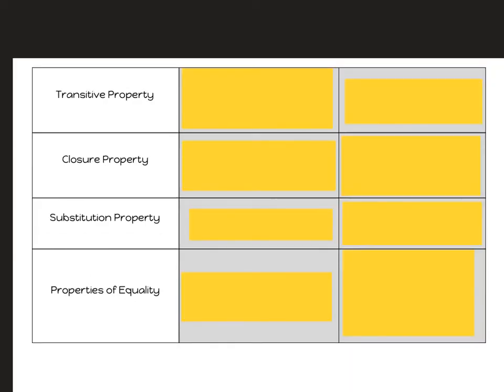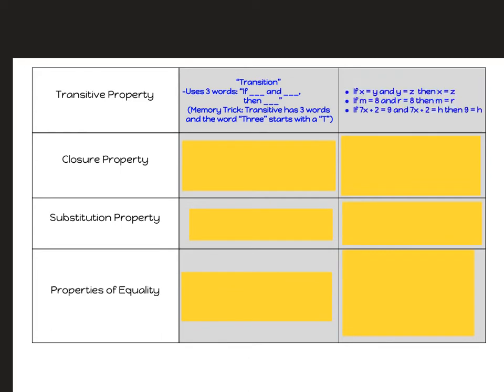Moving on to the transitive property, this just builds from the symmetric property. So with this property, I want you to think of transition, and we're going to use 3 words. So we're adding the word and in there. If blank and blank, then blank. And a way in which you can remember this is thinking of the word 3, so there's 3 words involved, and the word 3 starts with a T, and so does transitive. Okay, so let's go ahead and look at some examples so that you can visualize this a little bit better.